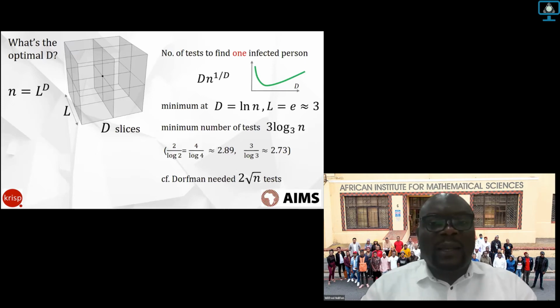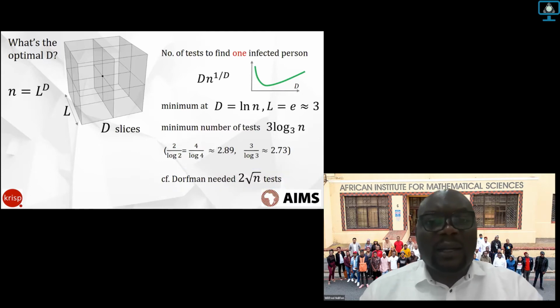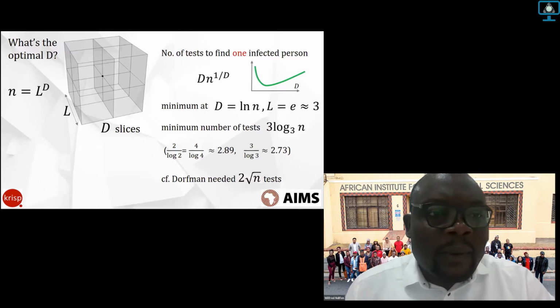And so here at the bottom of the page, you would find a classic result for the optimal number of tests from a method by Dorfman. This is not an optimal method, but it's historically very important. That's why it appears here.